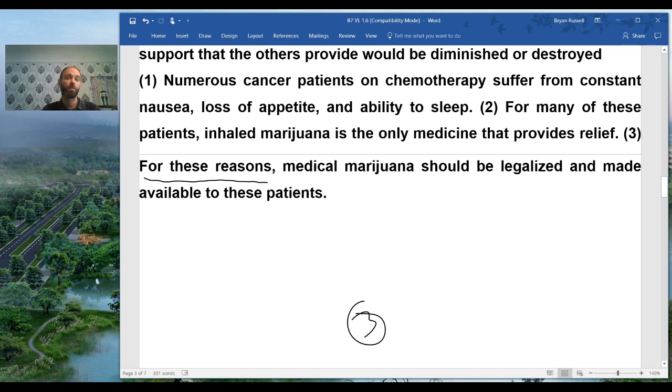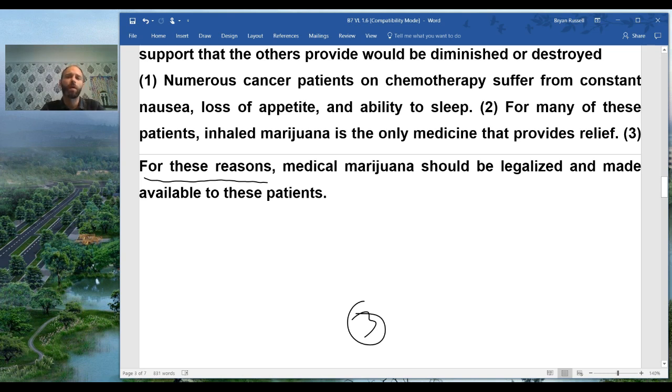For many cancer patients on chemotherapy, inhaled marijuana is the only medicine that provides relief. So we're wondering, in what way do 1 and 2 support the conclusion? Well, if we took either one of them away, independently, those premises would not provide any support at all for the conclusion. So take 1, for example.